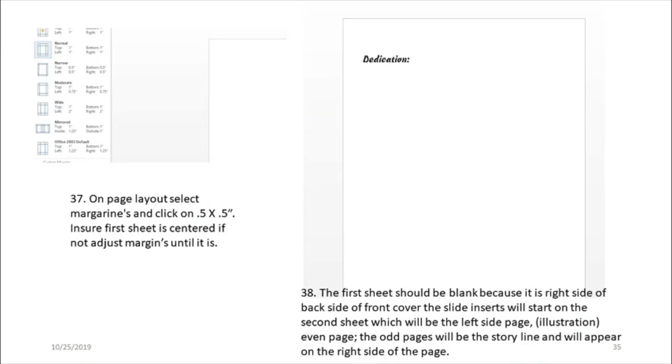37. On page layout, click margins and click on 0.5 by 0.5 inches. Ensure the first sheet is centered. If not, adjust margins until it is. 38. The first sheet will be blank because it is the right side and back side of the front cover.